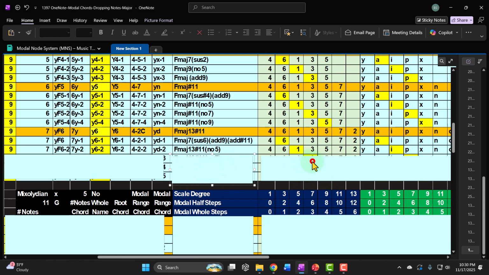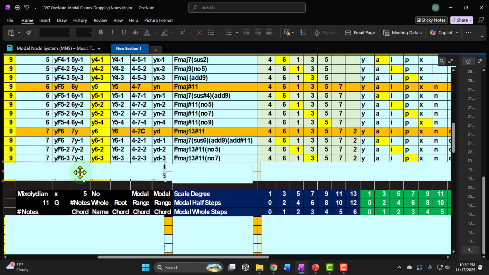And then what if I want to drop the 7? Then I'd have to call it an F major 13 sharp 11, and then just no 7, which would be cleaner to say it's a 7Y -3 or a Y6 -3.